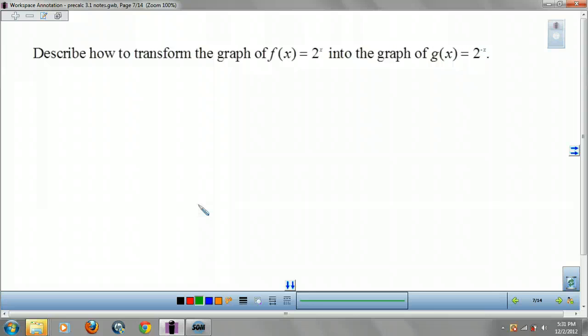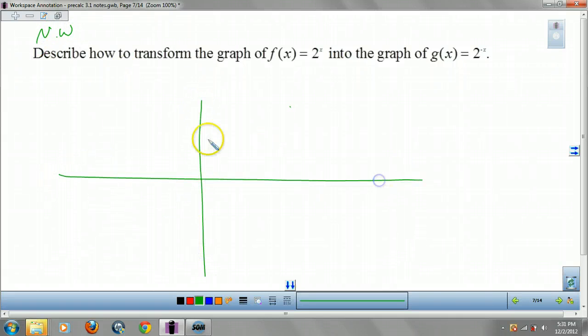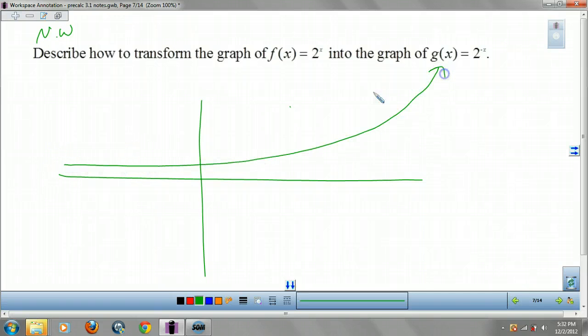One more quick example. We have another transformation. Remember, all examples are noteworthy. So we have our original graph, which is going to pass through the point 0, 1 and the point 1, 2.